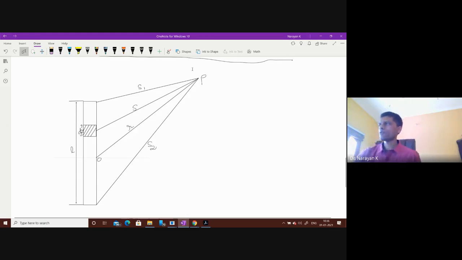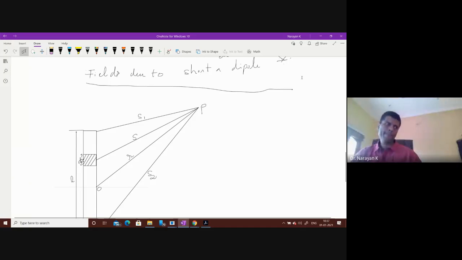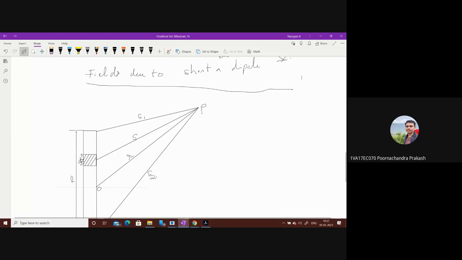Now what we are trying to find is the electric field at point P due to this dipole of length L. I have put the dipole as a rectangle shape here to represent it, and I have taken an elementary length dz. From this elementary length dz, the distance to point P is S. From the other end of the dipole the distance is S1, from this end it is S2, and from the midpoint it is a distance R. I hope it is clear. Is it clear? Yes, sir.